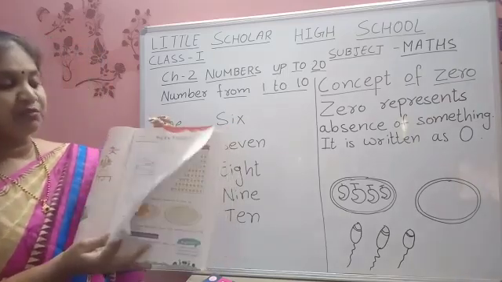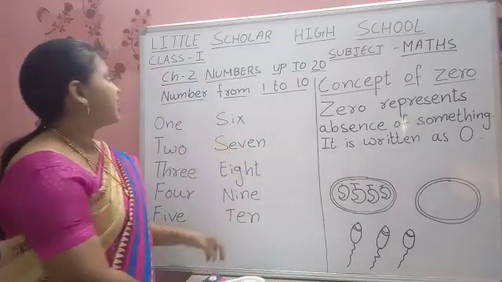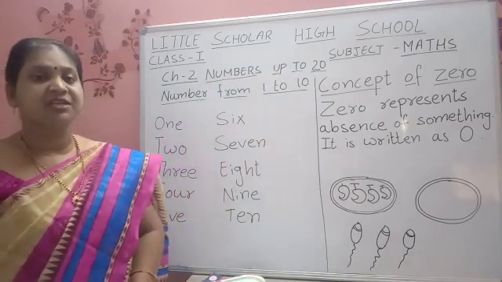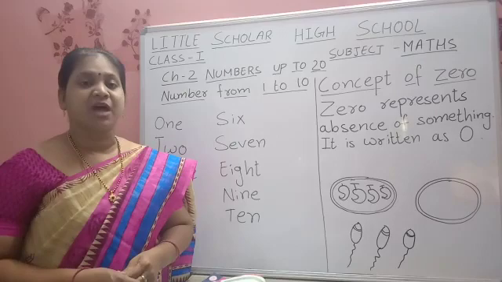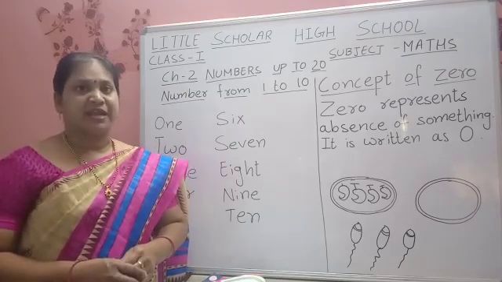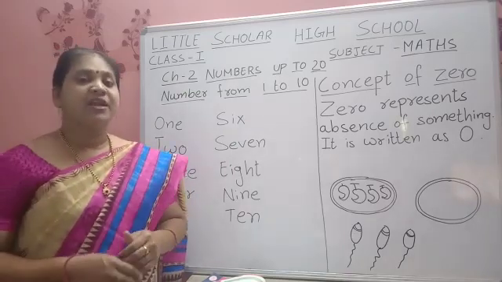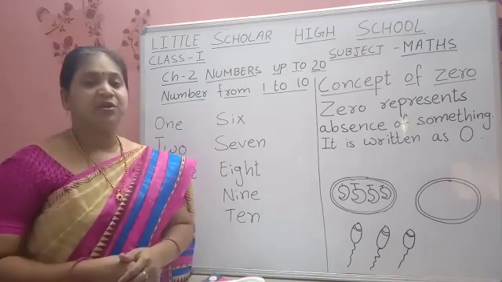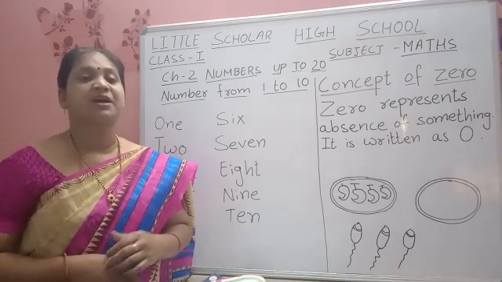Now, we will move on to our second chapter. Our second chapter is numbers up to 20. In this chapter, you are going to learn how to write numbers 1 to 20, the spellings, okay? We are going to learn to write numbers from 1 to 20 and also which number comes after, which number comes between, and which number comes before.